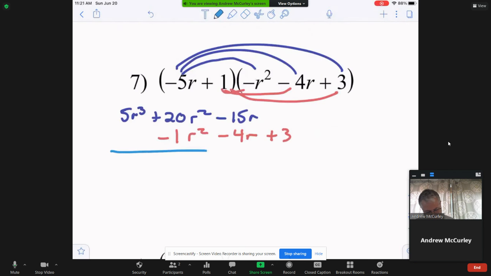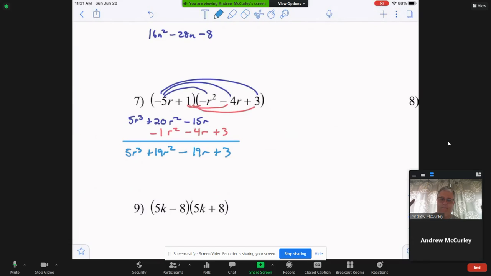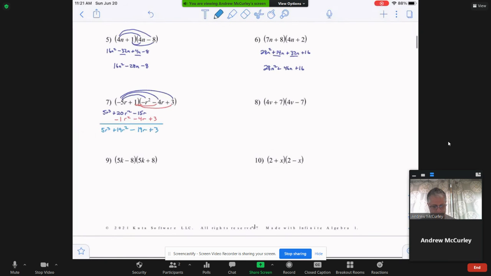Now it's really easy to just say, okay, let's add them together. 5r cubed plus 19r squared minus 19r plus 3. There's your answer. Now you could have just kept writing along and then combined like terms. That would have gotten you to the same answer, but I like to do that when things start getting bigger, especially if it's a trinomial times a trinomial or even bigger. Then you really need to keep that organized some way. Some people even do the box method to keep things organized. And if you want to know about that, ask me in class.